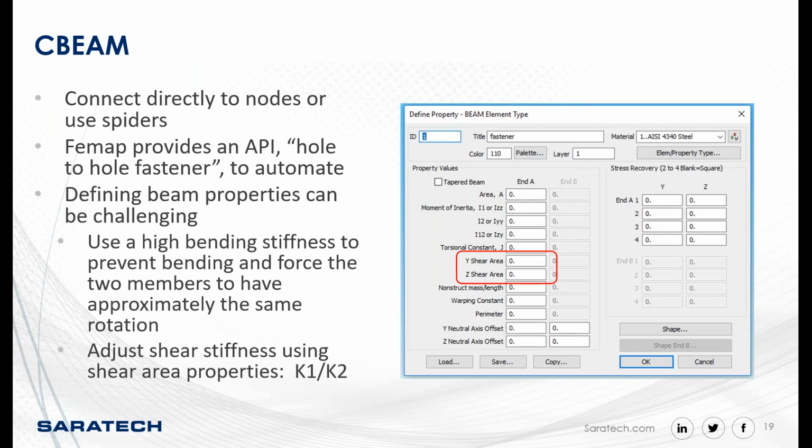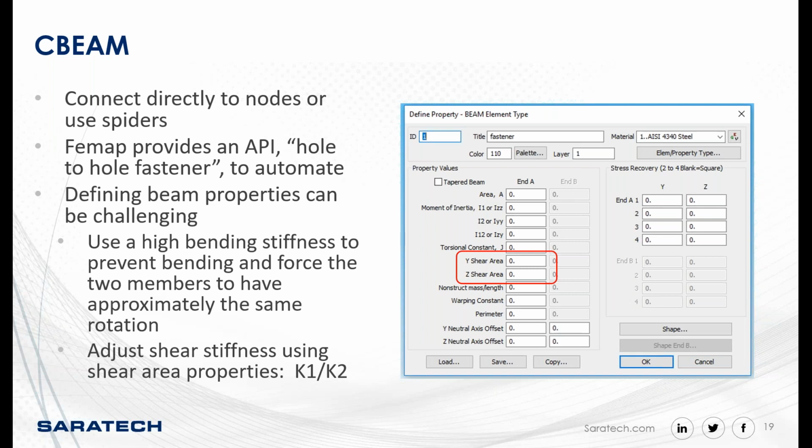And so you can connect these things together directly to nodes, or you can use what we call a spider web. And I will demonstrate that later. But a spider web is simply a method of connecting all the nodes on the boundary of your hole together to a single node that you can then hook up your fastener element.